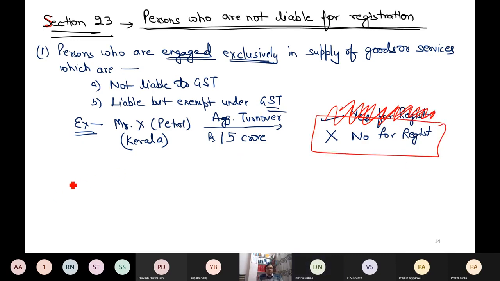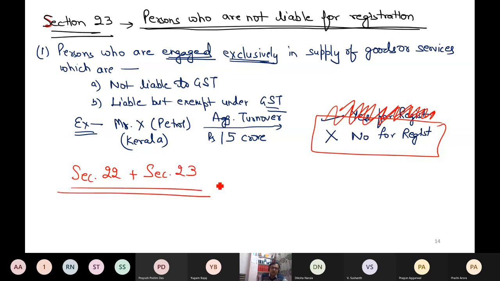Why? Now, when you read section 22 and 23 collectively, this is how the confusion can come. And that is why I repeatedly say that you read the act. Don't fall into the trap of simplicity. You have to read the original things. At higher level, original things prevail. Secondary knowledge is not much required at higher level.